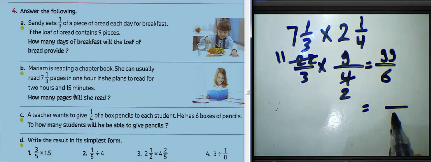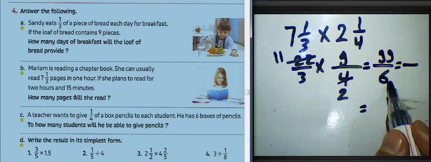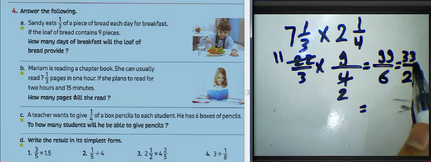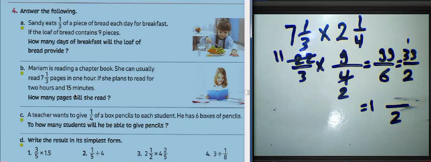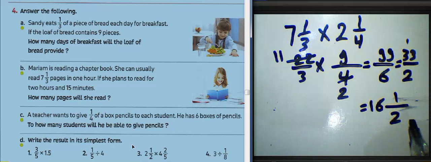Okay, we can convert to a mixed number. 99 divided by 6 equals what? We can simplify first by dividing the numerator and denominator by 3. 6 divided by 3 equals 2, and 99 divided by 3 equals 33. 33 divided by 2 equals 16, and the remainder 1. So she will read 16 pages and a half.